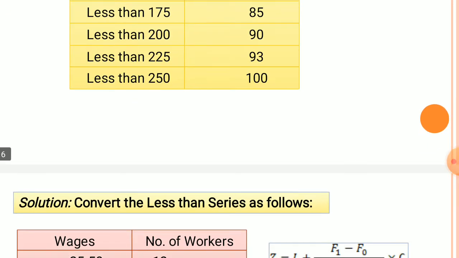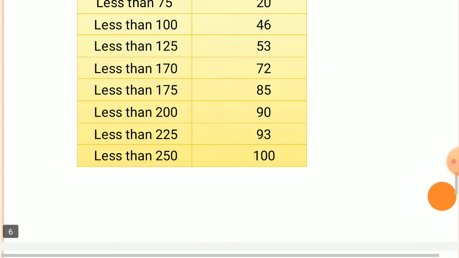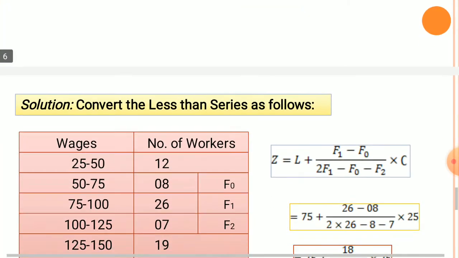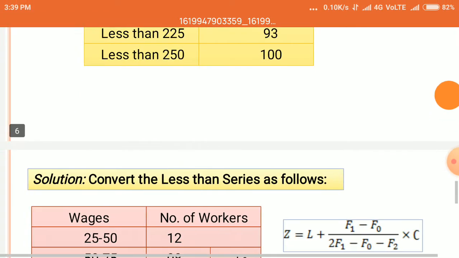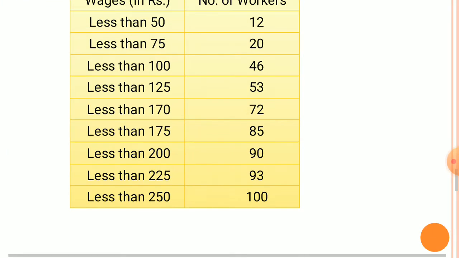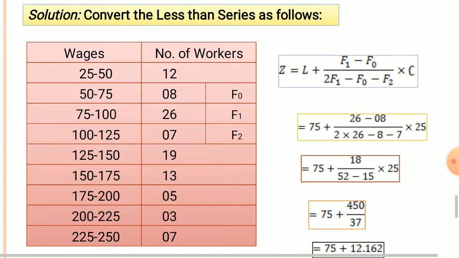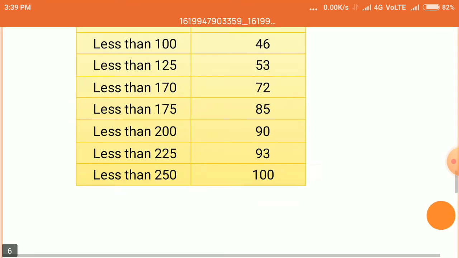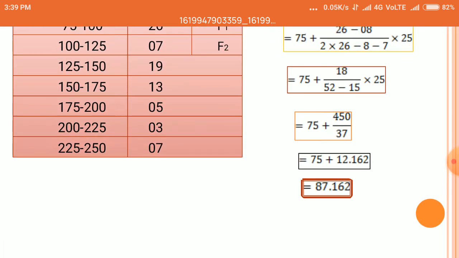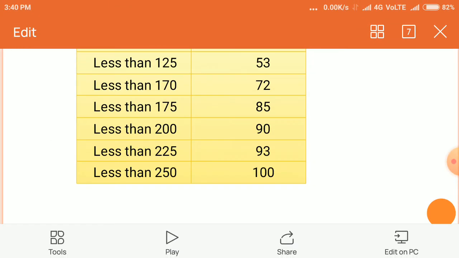Less than 50, here 25 to 50. Less than 75 means 50 to 75, and then less than 100 is 75 to 100, and less than 125 is 100 to 125. Here less than 170, so we have to take 125 to 150, 150 to 175, 175 to 200, 200 to 225, and 225 to 250.